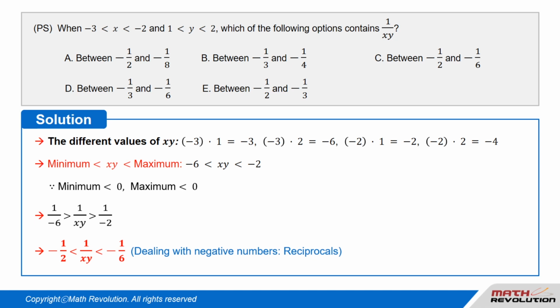Remember to be careful of the reciprocal. Since the values of x times y are all negative numbers, the direction of the inequality is reversed when you take the reciprocals. Thus, C is the correct answer. Answer C.